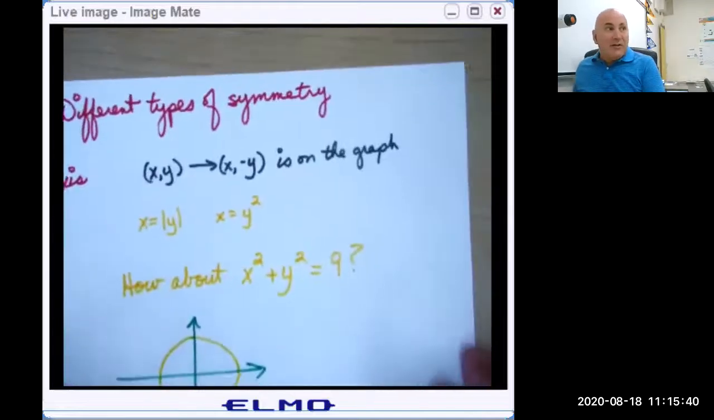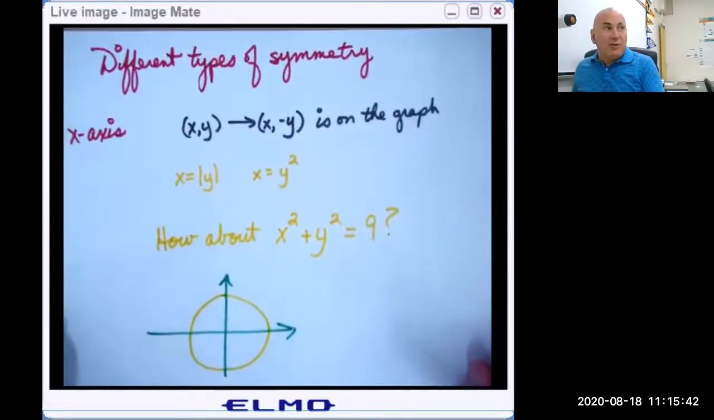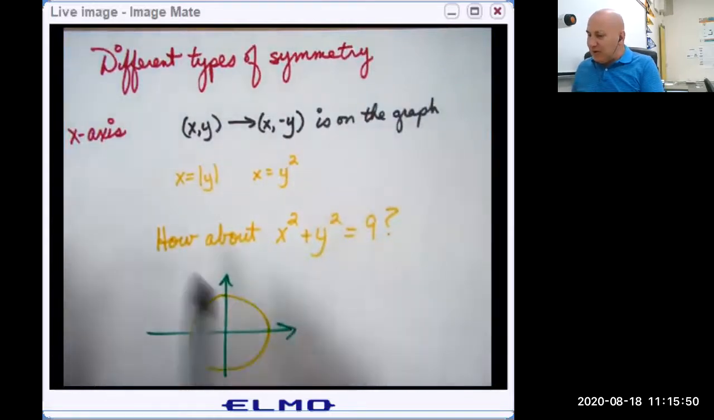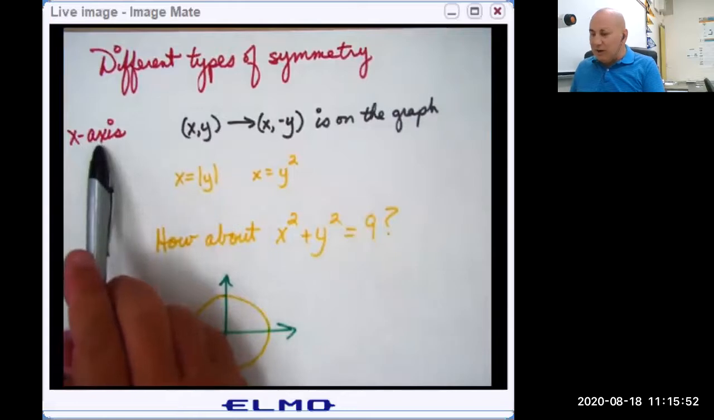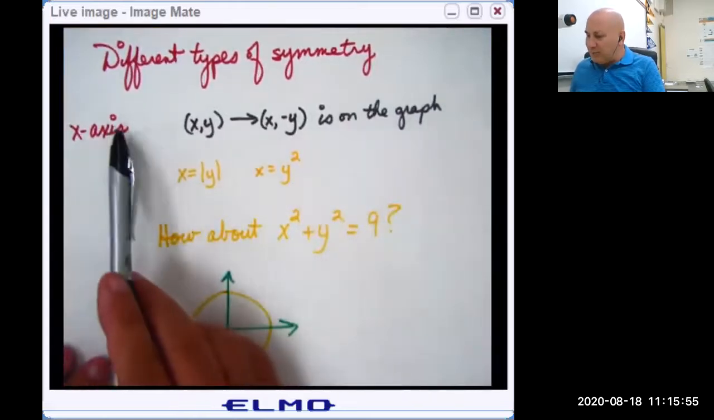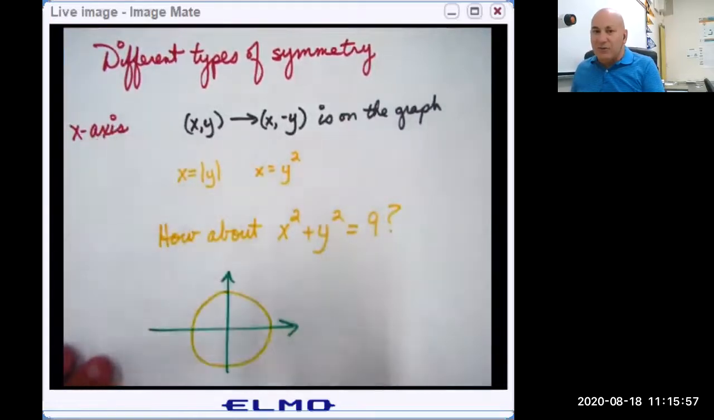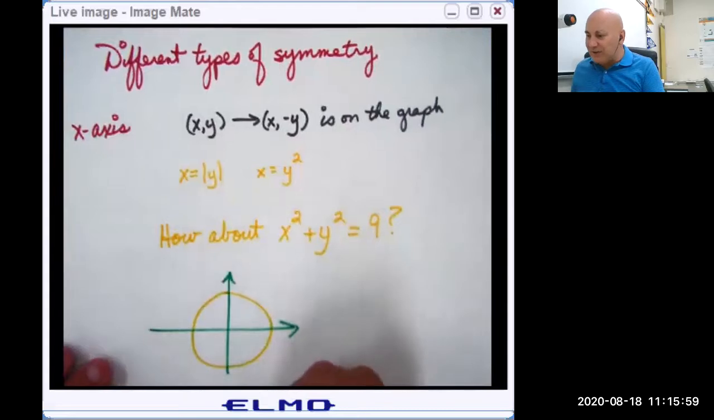I know I'm going fast. Feel free to pause the video to take good notes. There are different types of symmetry. Some graphs don't have any symmetry at all, but some graphs do. So the first type is called x-axis symmetry. In other words, a graph is reflected over the x-axis.